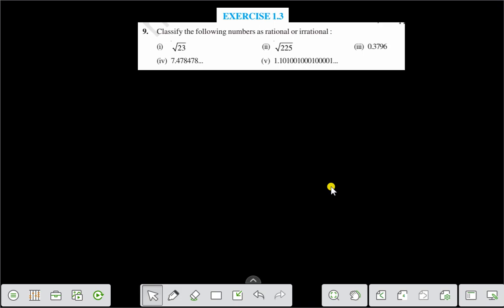Hello everyone. Today we shall discuss exercise 1.3 question number 9. Classify the following numbers as rational or irrational. Let us find. Here you see. First number, question number 1, is root 23.